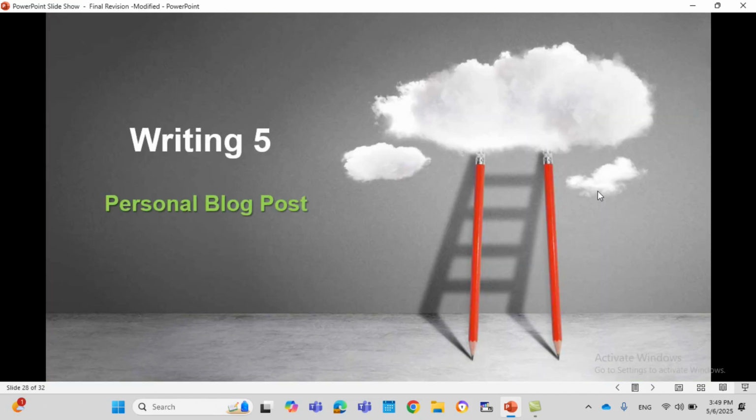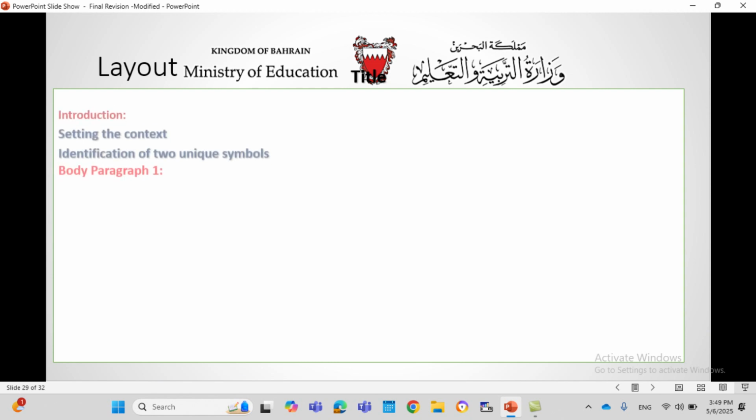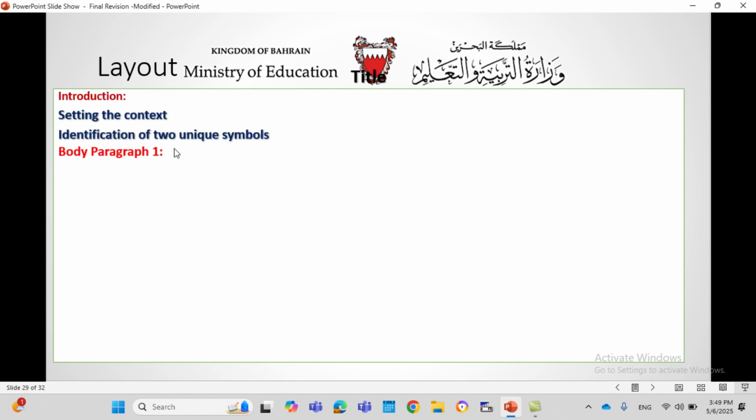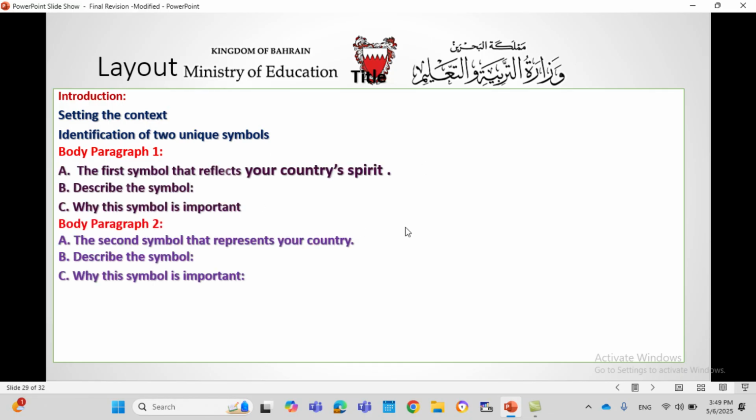Now let's come to the last writing in our curriculum, which is a very interesting topic about a personal blog post. Let's start with the layout. Number 1, we set the context. We identify 2 unique symbols in our country, 2 marvelous or outstanding symbols in our country. Body paragraph 1, the first symbol that reflects your country's spirit.